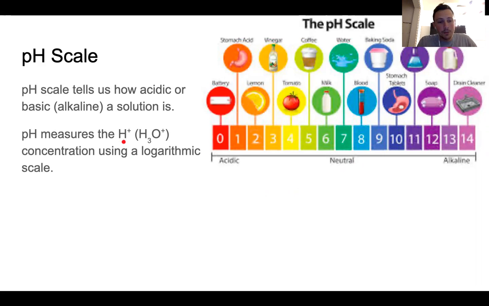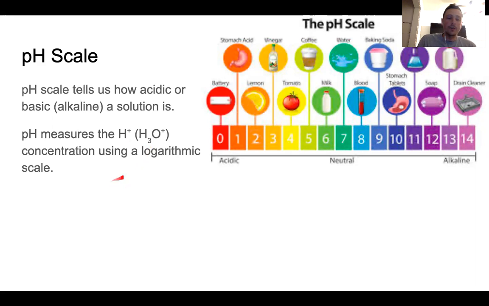And while we say H plus, because that's the easiest way to visualize what's going on with acids, the hydrogens aren't actually floating around by themselves. You'll often see them written as hydronium or H3O plus. For the rest of this unit, moving forward, H plus and H3O plus are going to be the same. If you see one, it means both.